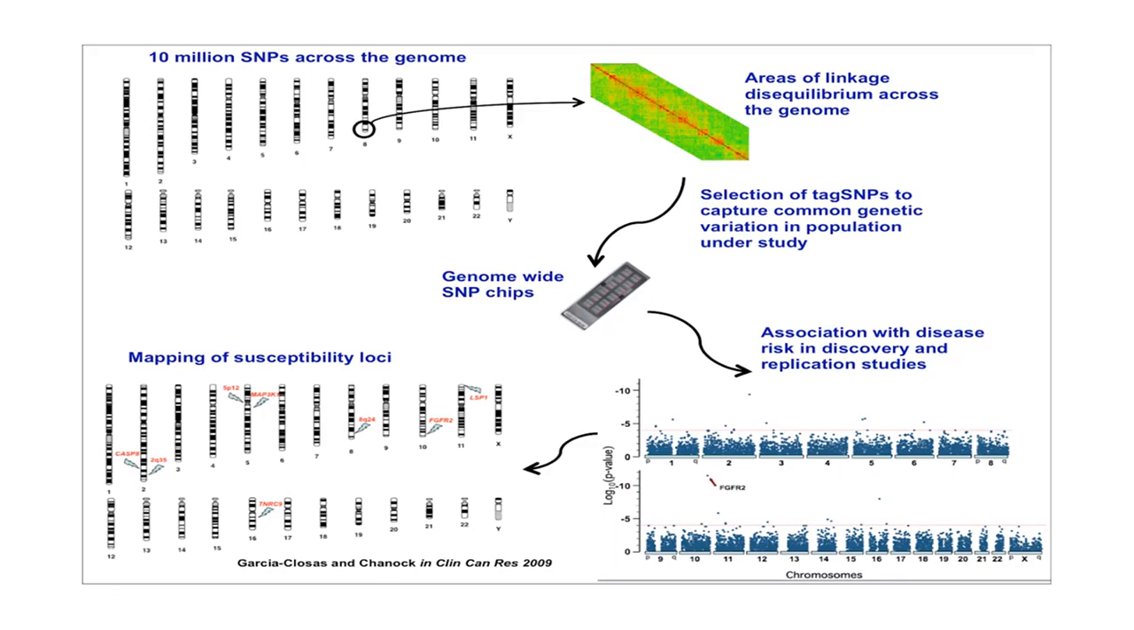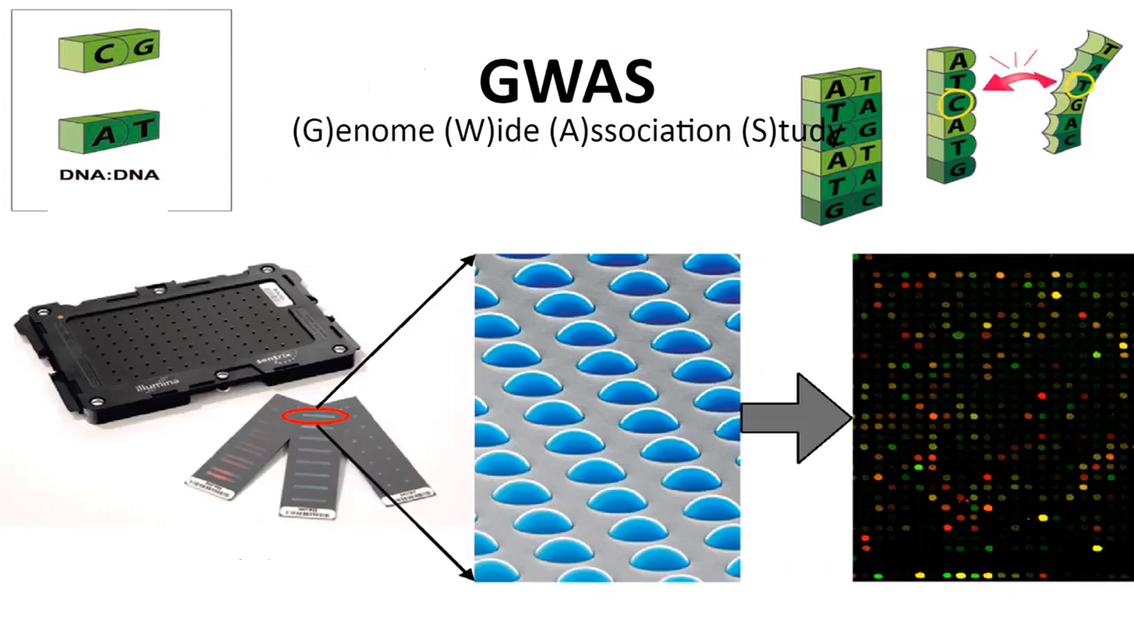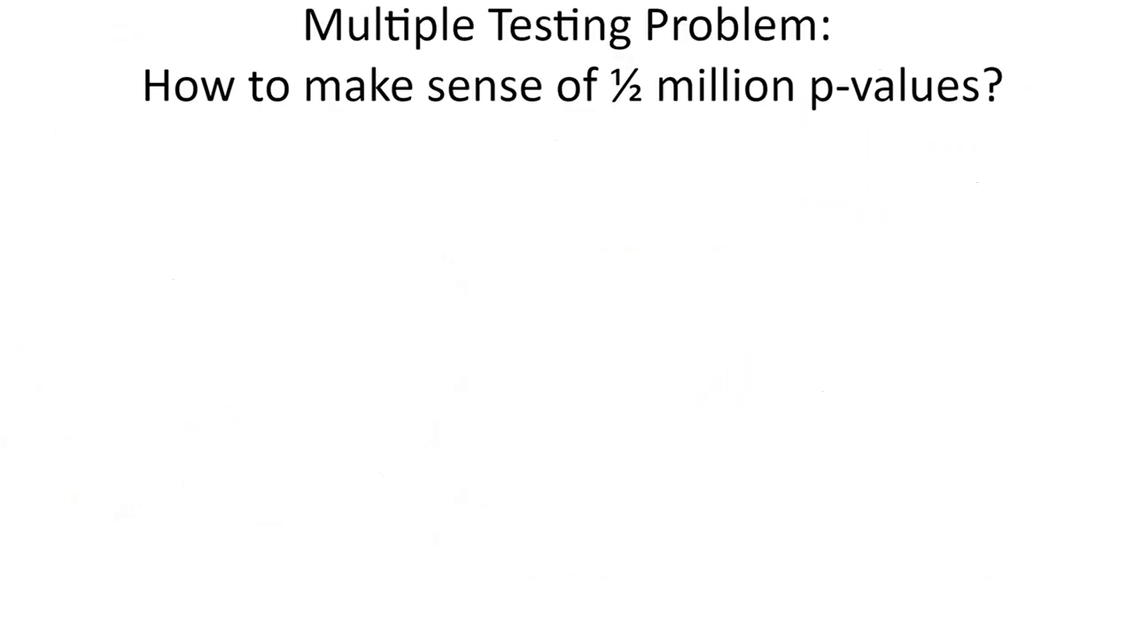But anyway, because it's so cheap, what people have at first slowly and now rapidly been doing is to test as many cases and as many controls as they can afford to and map associations across the genome. And there are now tens of thousands of GWAS hits across medicine. And we're nearing 1,000 in psychiatry. So I've mostly said that.